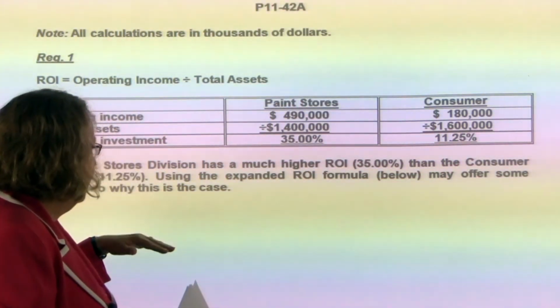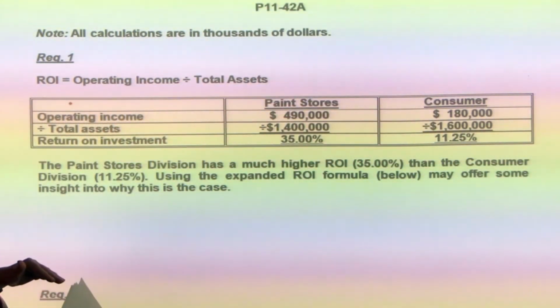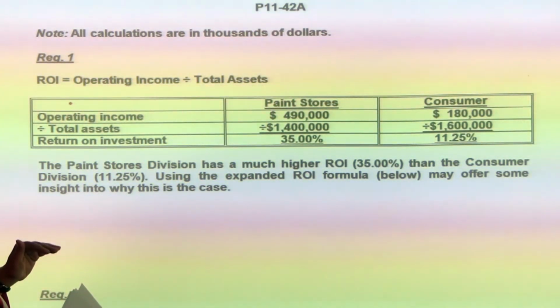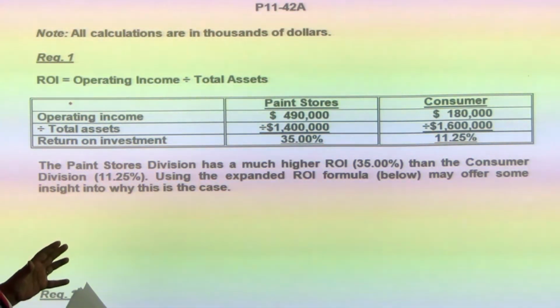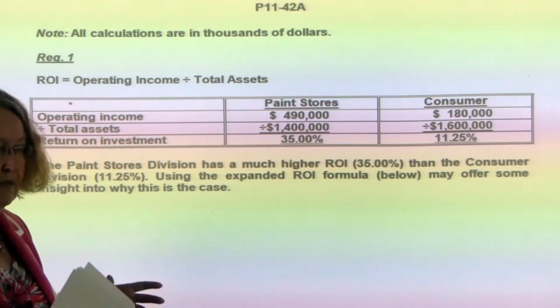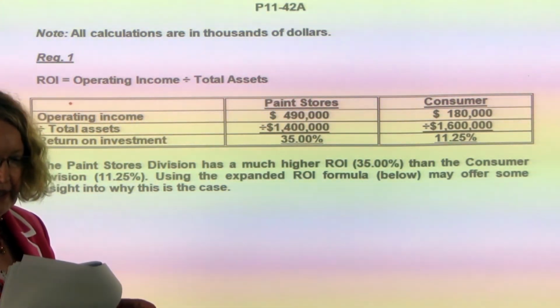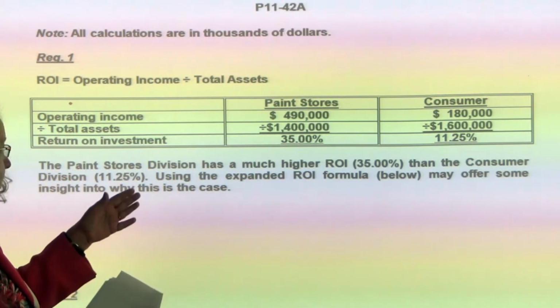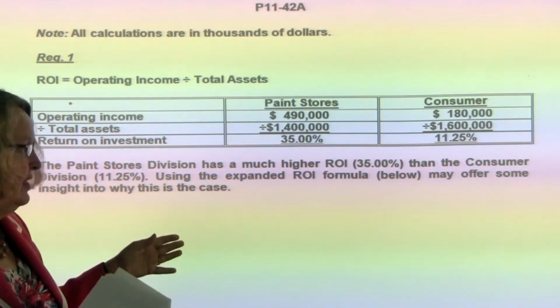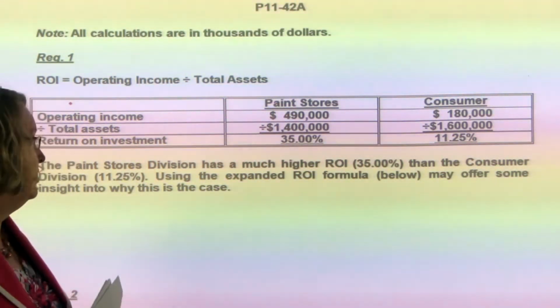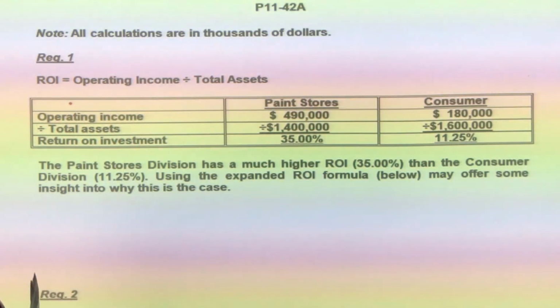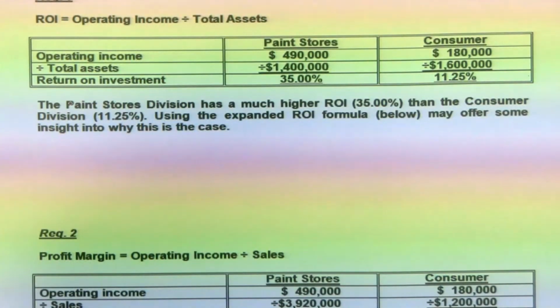So here you have the paint stores. Even though they both have a positive return on investment, the paint store certainly far exceeds the return on investment achieved by the consumer division. So we want to delve into this a little bit further to see if we can figure out why the return on investment is so much higher for the paint division versus consumer.